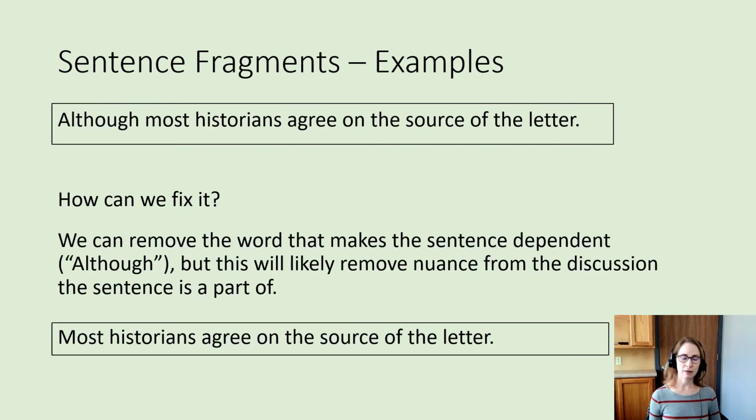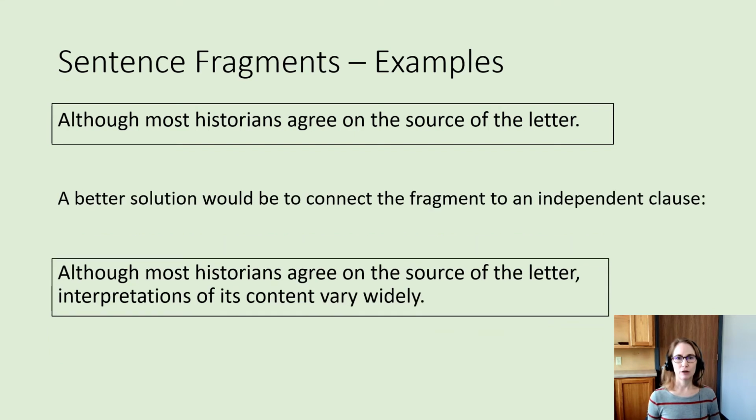So one option, kind of like in the previous example, is that we can remove that subordinating word that makes the clause dependent. We can just say, most historians agree on the source of the letter. The problem with this solution sometimes is that it kind of removes nuance from the discussion that that sentence is a part of. So a better solution would be to connect the fragment to an independent clause. Although most historians agree on the source of the letter, interpretations of its content vary widely. And then we can see the context for this statement much more clearly, and it usually flows better in the paper as well.